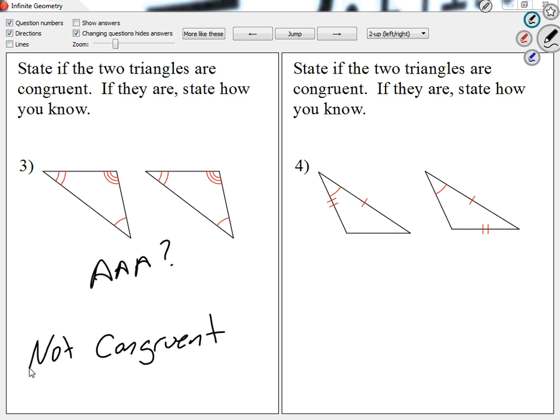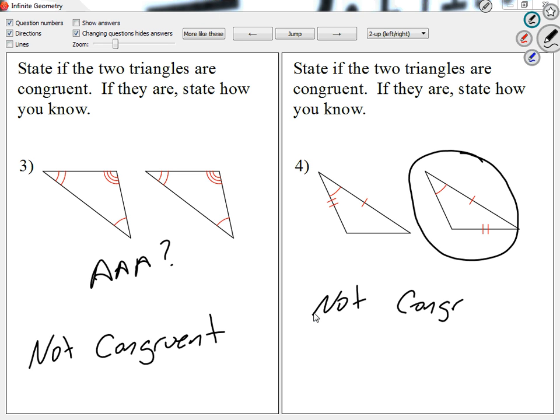Side angle side. So you're telling me that in this triangle, they're different, right? Okay, so it's good. The discussion is good. Remember, in order for them to be side angle side, it has to be 2 sides and the included angle on both triangles. It's not congruent.